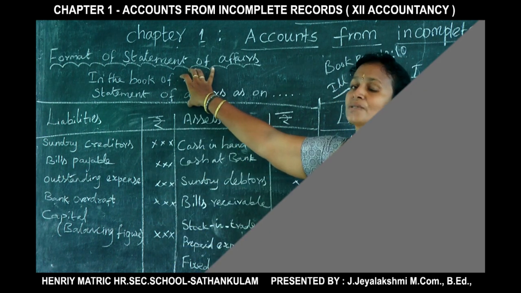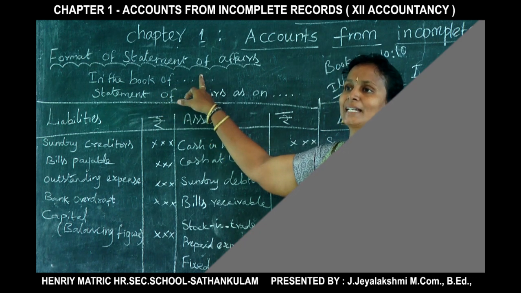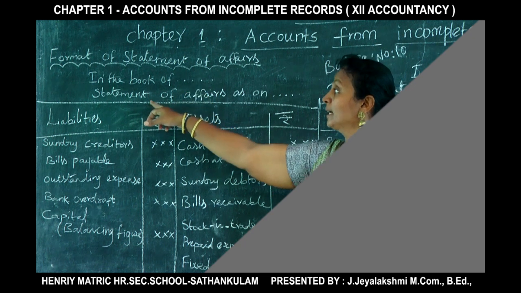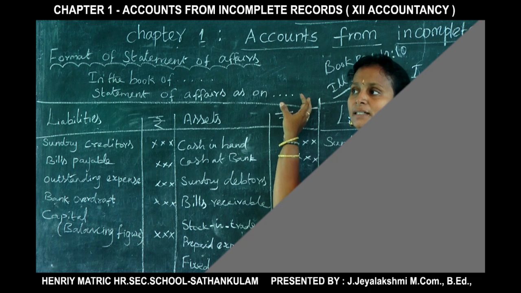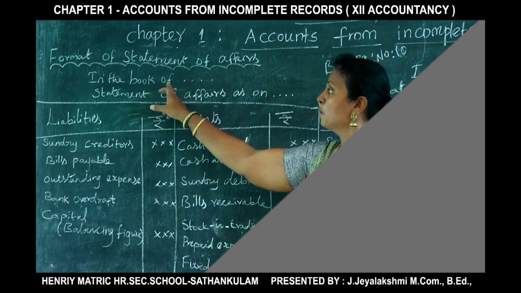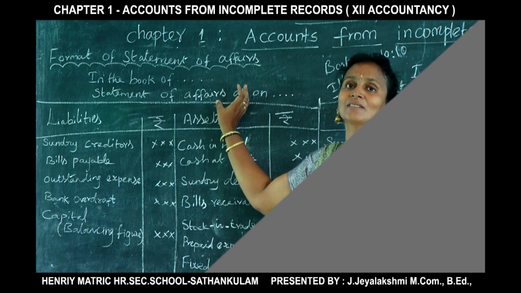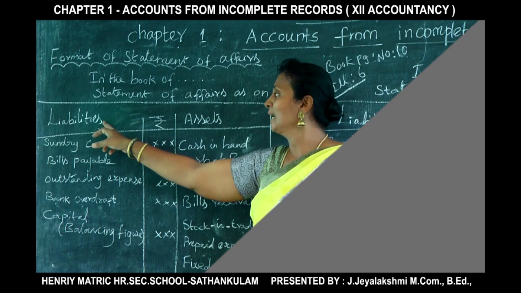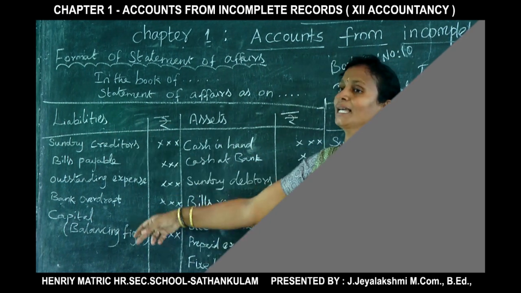First of all, we have to use the title "In the books of" followed by any person's name, it may be male or female. Then "Statement of affairs as on" the particular date, whatever year they have asked us to prepare. So in the books of and the statement of affairs, we must have the title. Then we have the liabilities and assets.